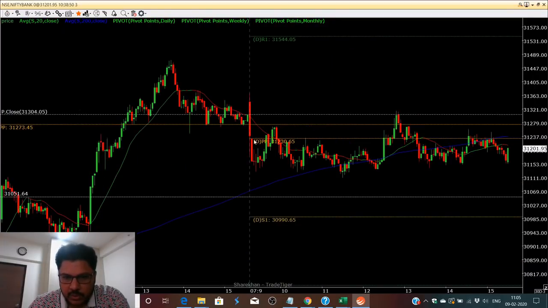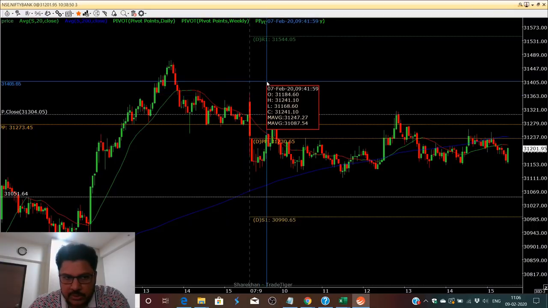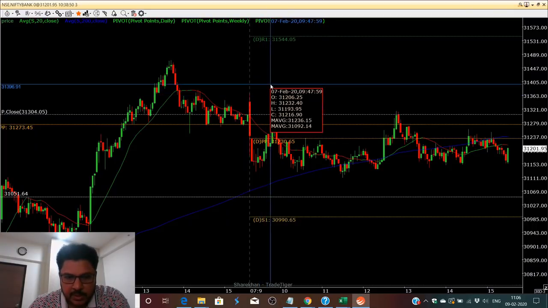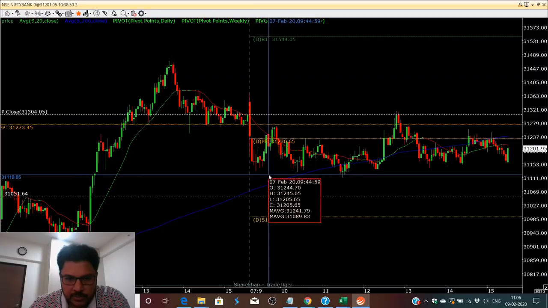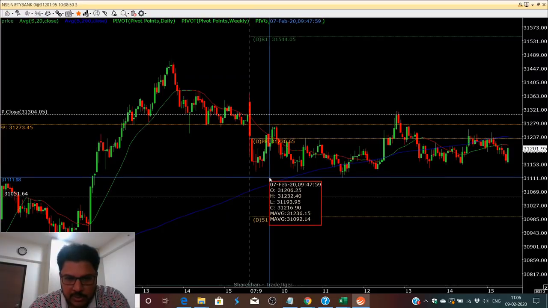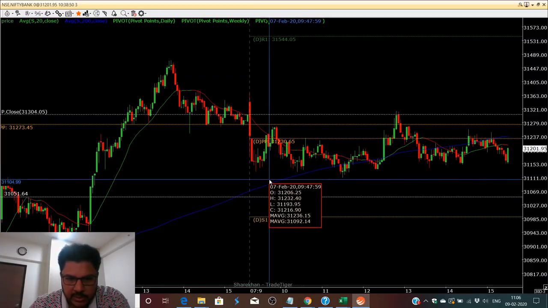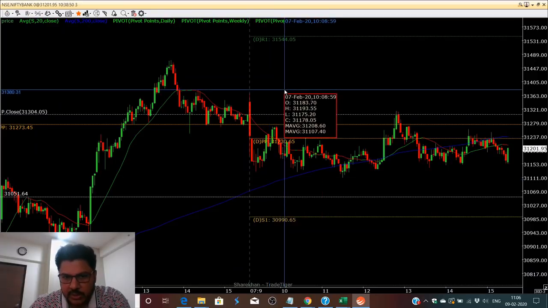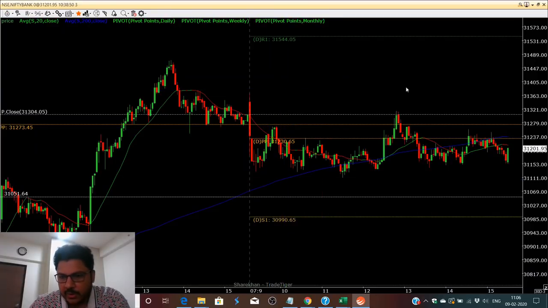On Friday I had sold options at the pivot level only. I have sold both call and put. I knew the market was going this way, so I sold above this strike, 31,400, and I sold below, about 31,000. I think I sold 31,000 and 31,400 or 500. The market stayed in the range, and there was decay for that.